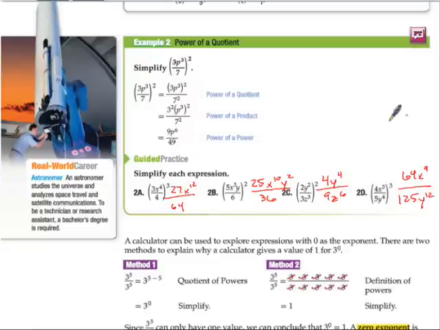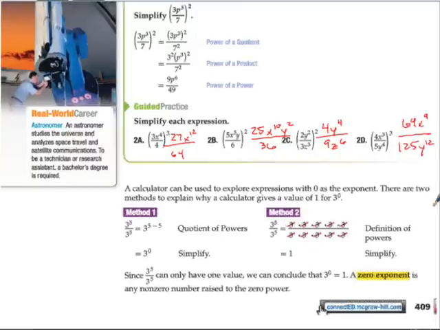All right. So it says here a calculator can be used to explore expressions with 0 as the exponent. There are two methods to explain why a calculator gives us a value of 1 for 0. Here's what I'm going to tell you. I might walk you through this in class, but if you think of it like this, 3 to the 5th over 3 to the 5th is 3 to the 0, and anything to the 0 power equals 1. Another method of seeing it right here is 3 to the 5th over 3 to the 5th, and that equals 3 times 3 times 3 times 3 over 3 times 3 times 3 times 3, so they all divide out to 1. I think there's an even better explanation to it.